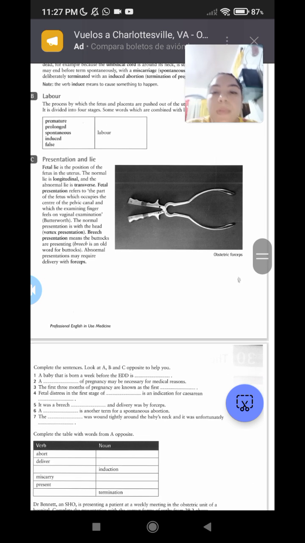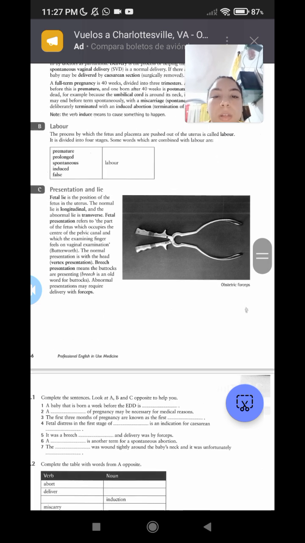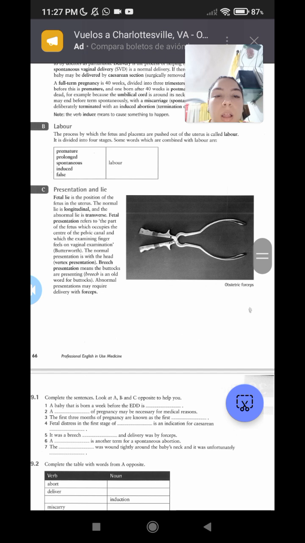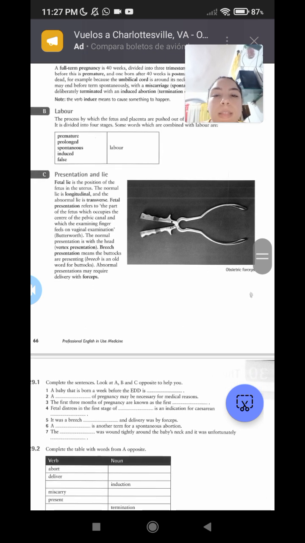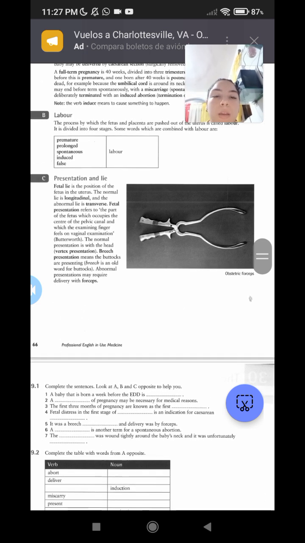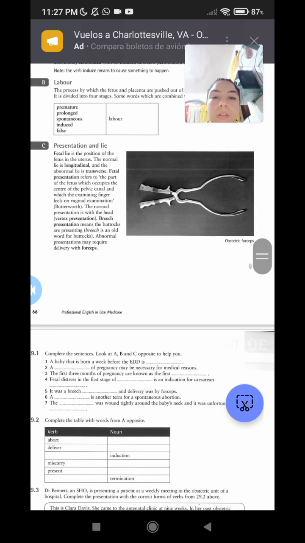Labor: the process by which the fetus and placenta are pushed out of the uterus is called labor. It is divided into four stages. Some words which are combined with labor are premature, prolonged, spontaneous, induced, and false labor.